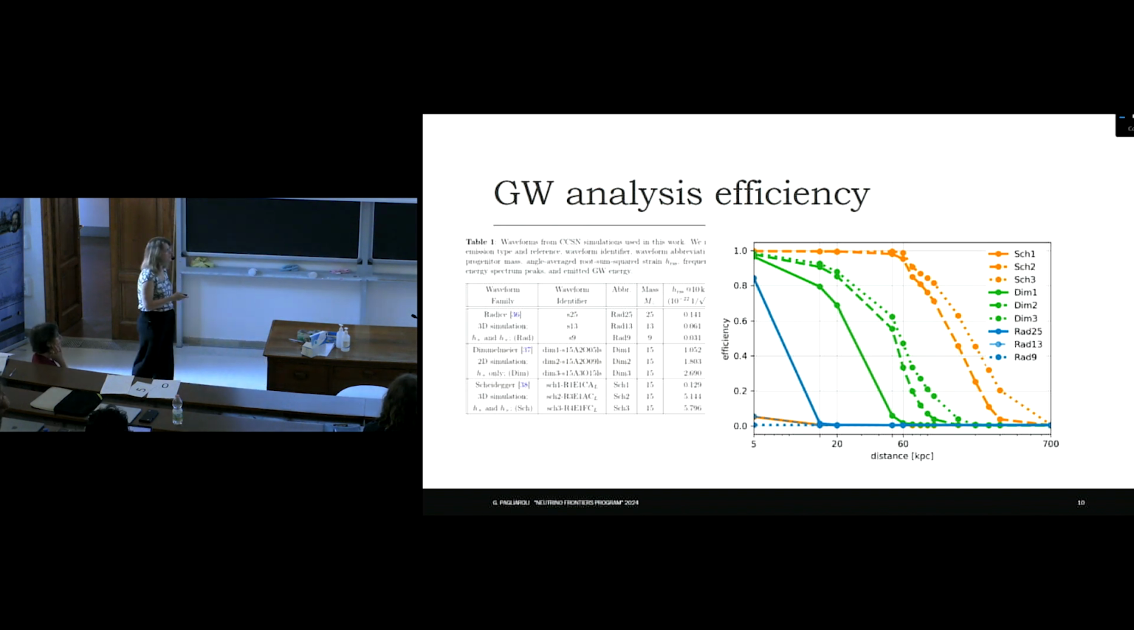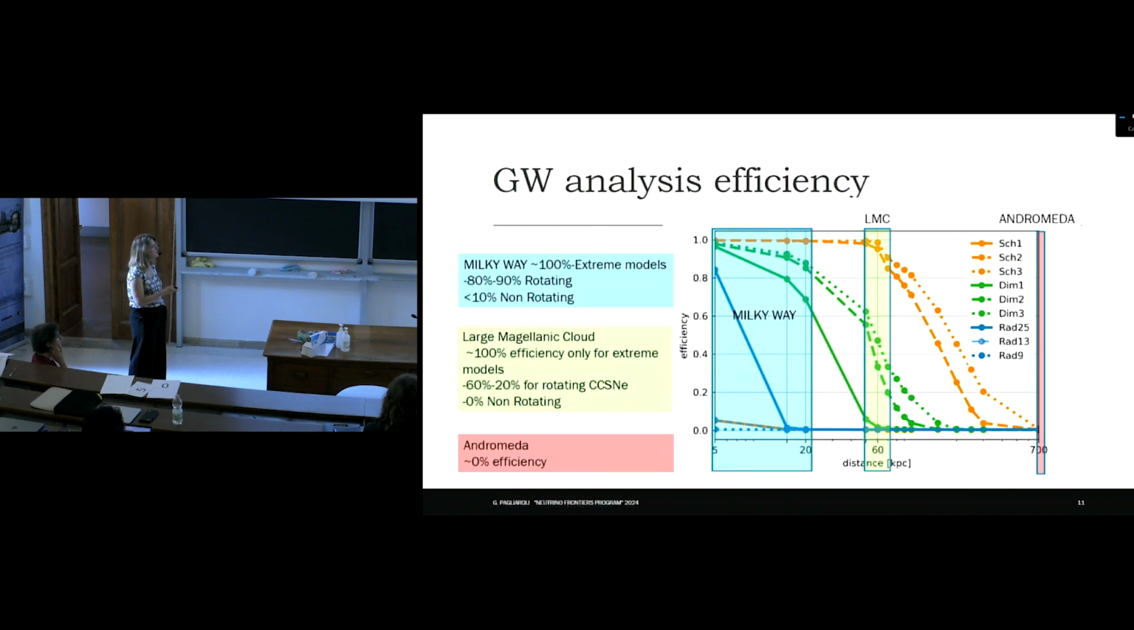Okay, so as you can see, the situation is pretty different for the neutrino side and for the gravitational wave side. In this case, even the Milky Way will be difficult for the gravitational wave detectors, because only for the extreme model do we have 100% efficiency. For the fast rotating emission model, we still have a large efficiency that could be 80% or 90%, while for the non-rotating star, this efficiency drops dramatically below 10%, even inside the Milky Way. So it's really a small efficiency. And for the Large Magellanic Cloud, the situation is worse, of course.